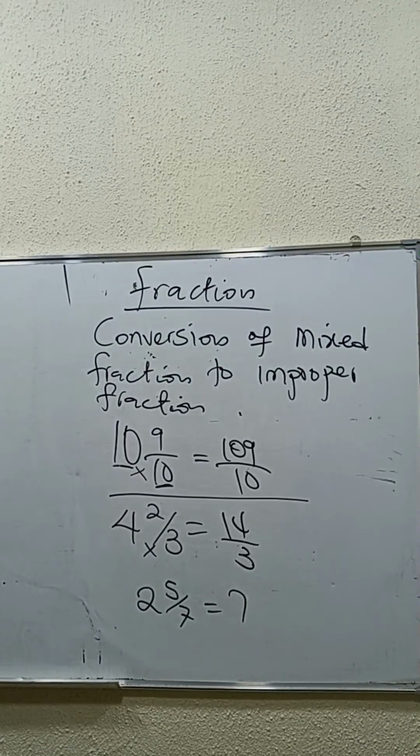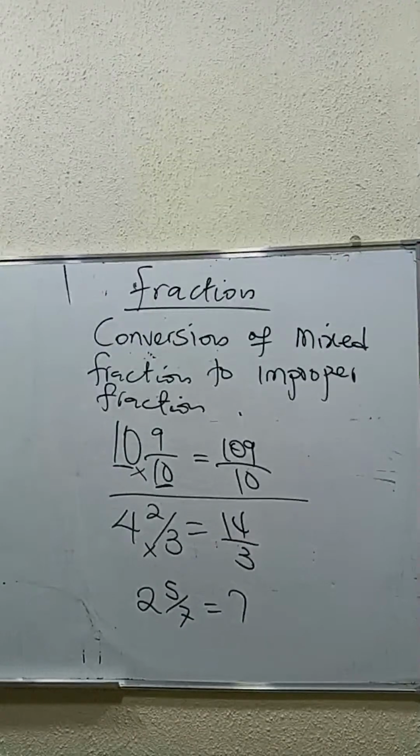Verify. When you do 2 times 7 is actually what? 2 times 7 is 14, right? 2 times 7 is 14. Then 14 plus 5 is 19. So the correct answer is what? The correct answer is 19 over 7.